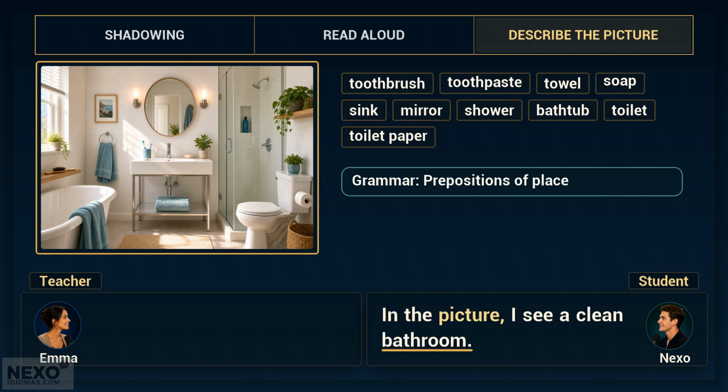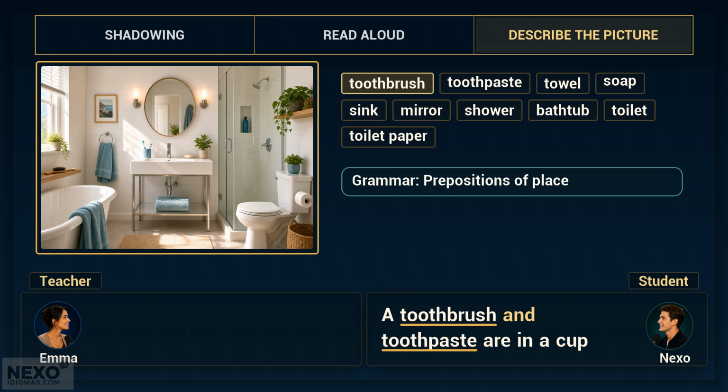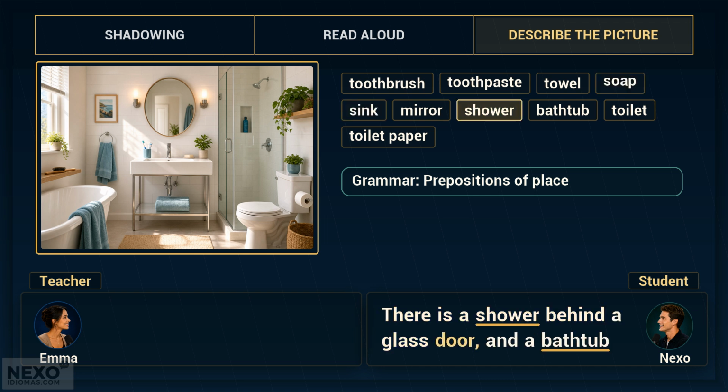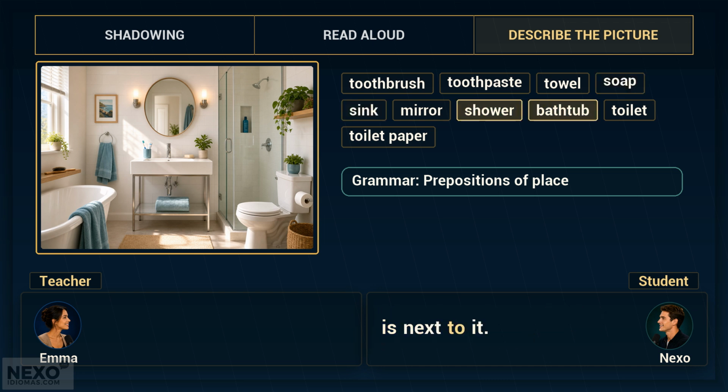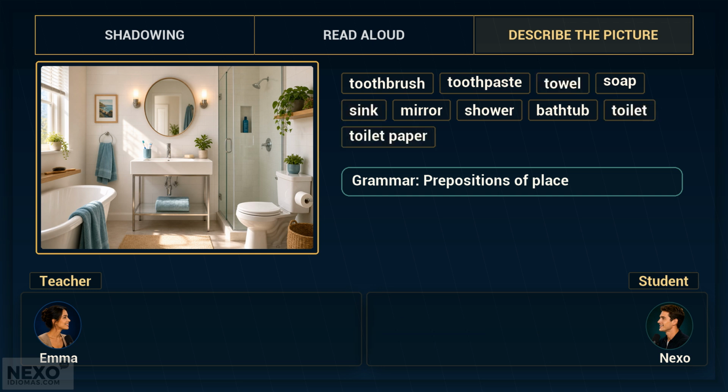In the picture, I see a clean bathroom. The sink is in the middle, and a mirror is above it. A toothbrush and toothpaste are in a cup next to the sink. Soap is on the sink. There is a shower behind a glass door, and a bathtub is next to it. A towel is under the sink, near the toilet and the toilet paper.